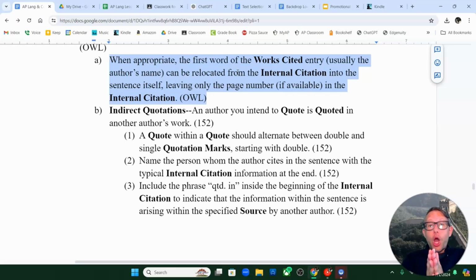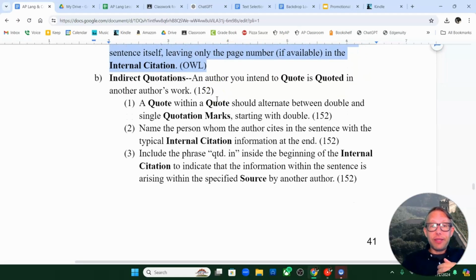And so you can omit that name or whatever that first word of the works cited entry is from the parentheses and just put it into the sentence. And that means that either your parentheses just have a page number in it or they don't exist at all if there is no page number. So something worth noting there. And that's what I say in that second half to that sentence right there.